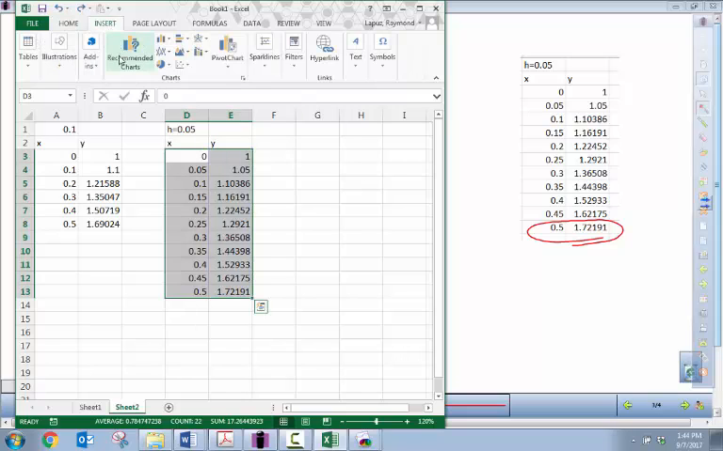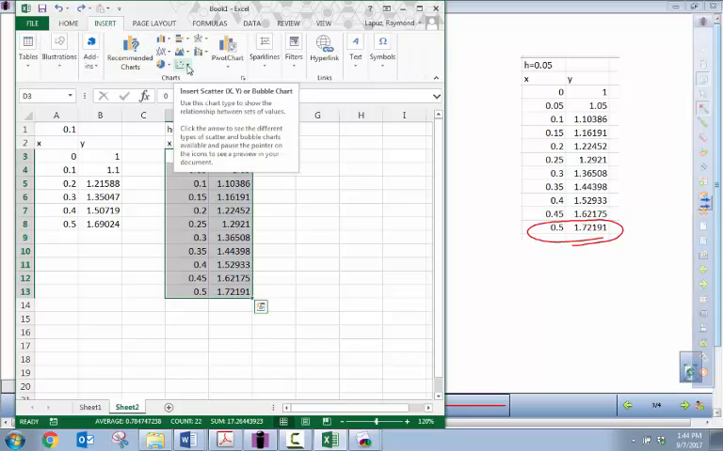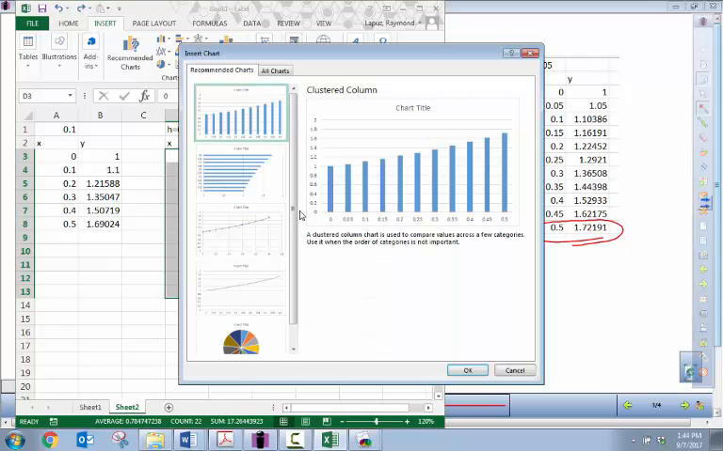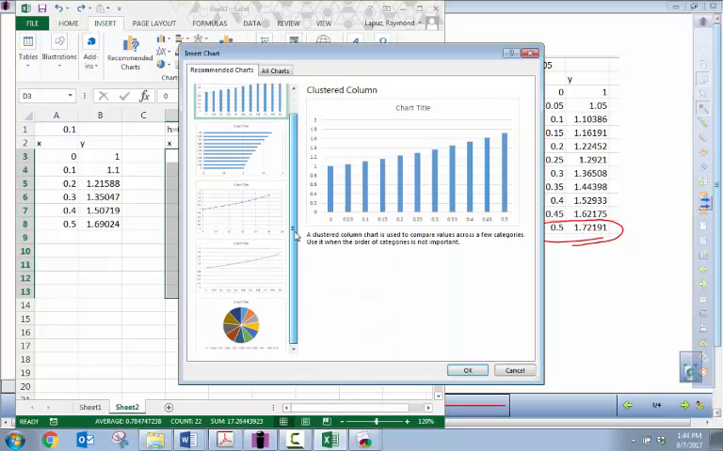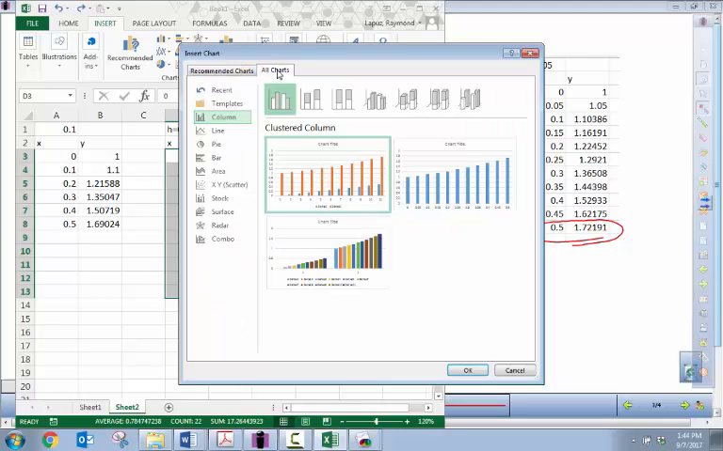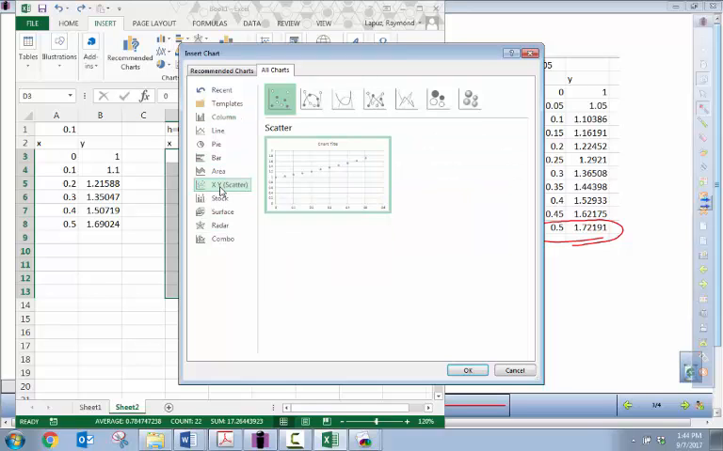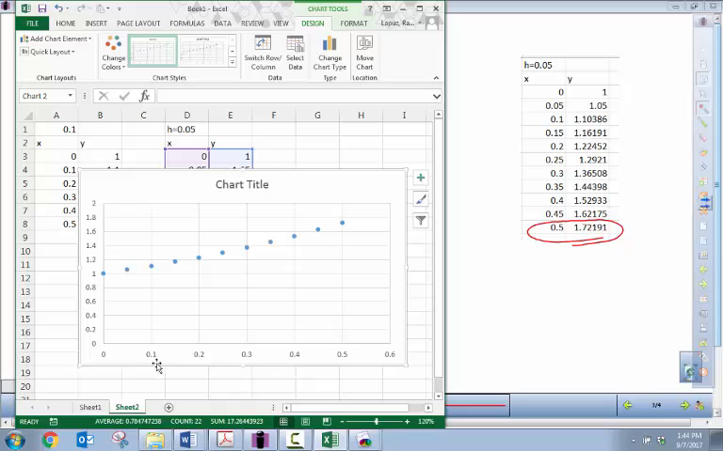I went to insert and charts. Now, in charts, there's a bunch of different possibilities that you can pick, but there's one called a scatter, and then you can kind of see a scatter plot. And that will take a look at the two columns that you highlighted and say, okay, this is the x, this is the y. I think it's x's and y's. Maybe it's switched. No, it's right. So it's 0 to 0.5. My x values, and then I'm getting this point.